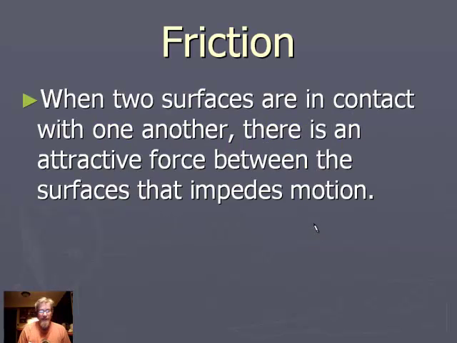When two surfaces are in contact with each other and one surface is sliding against another, whenever there's motion or an attempt to make motion, there's an attractive force between these surfaces that slows that motion down or helps to stop it. And that's what friction is.